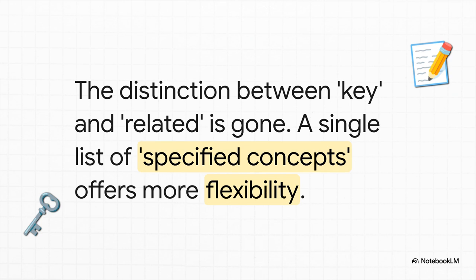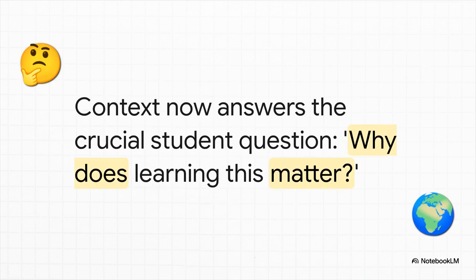The second huge shift is all about concepts. You know that old, rigid distinction between key concepts and related concepts? Yeah, that's gone. Instead, each subject group now gets a single, much more flexible list of specified concepts. This means you have so much more freedom to pick the concepts that truly fit your unit, and you can even add your own to reflect your school's unique context. And what's happening with contexts?